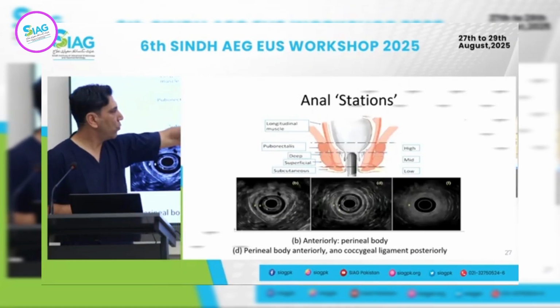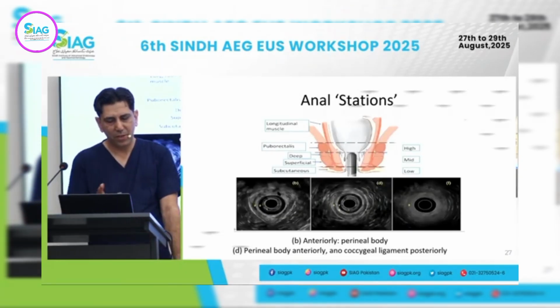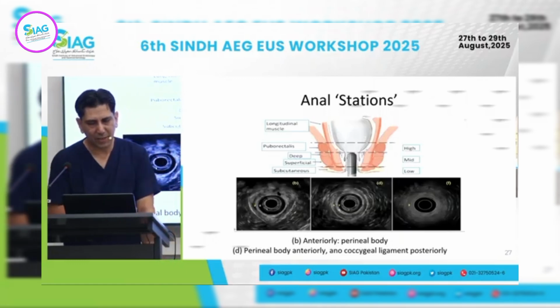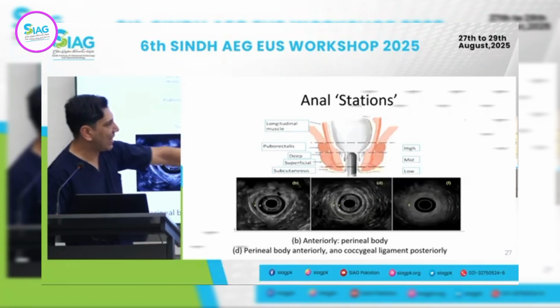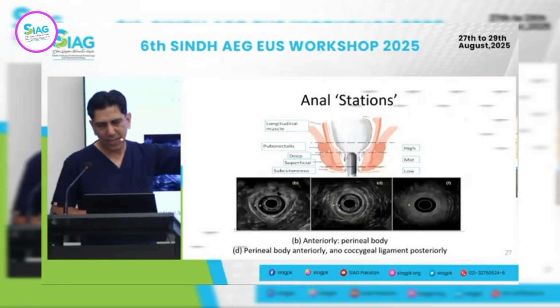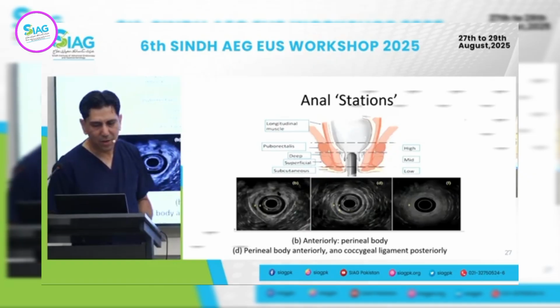So two images, B and D, and again these are the anal stations starting from the puborectalis and then coming down. On B you're looking at the perineal body anteriorly, whereas on D we're looking at the perineal body anteriorly and this ligament posteriorly.